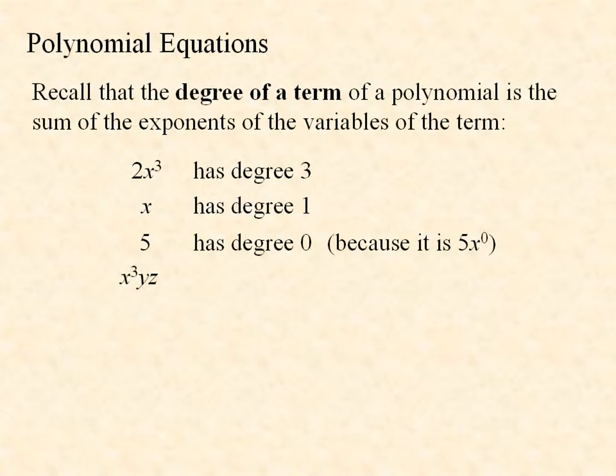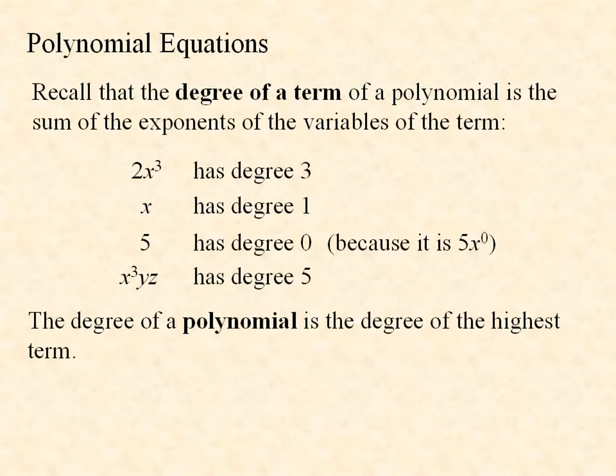x^3yz has degree 5. You see, it's x^3 y to the 1, z to the 1, and 3 plus 1 plus 1 is 5. The degree of a polynomial is the degree of the highest term. For example, 2x^3 plus x plus 5 plus x^3yz has degree 5. That's the degree of the last term there.